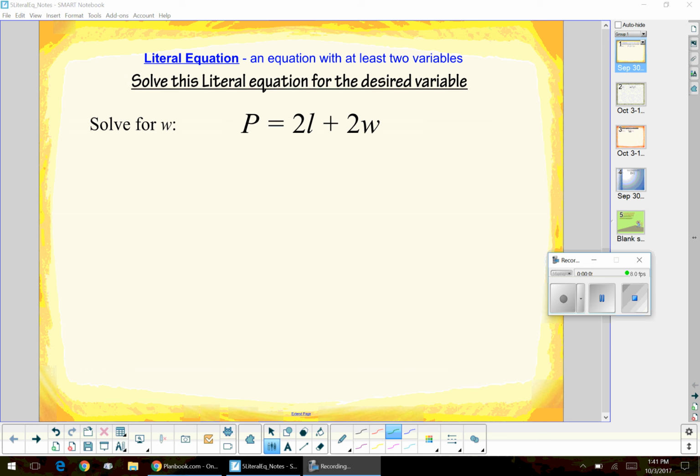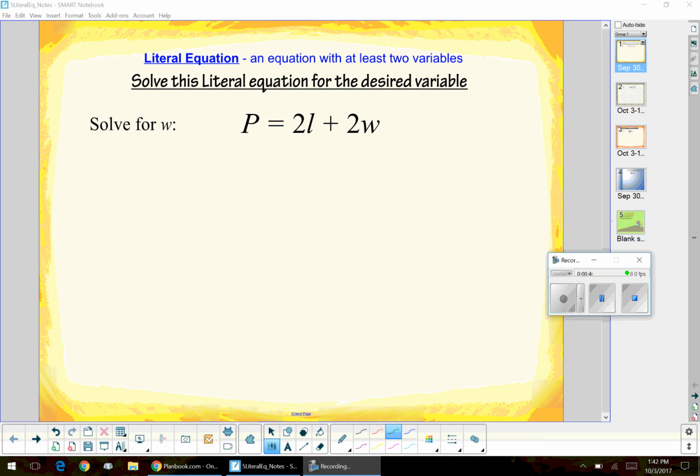A literal equation is very simply an equation that has multiple variables. So a perimeter formula is a great example of a literal equation. It is P equals 2L plus 2W, L and W being width and length of a rectangle, and P being the perimeter. So if we want to solve this for W, because that's what it's asking us to do here, solve for W. W is over here, and when we treat these letters, we're just going to treat them as numbers, except for W. That's going to be the one we focus on, and that becomes our variable.